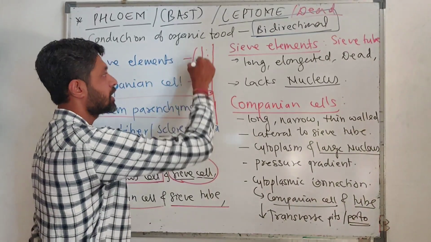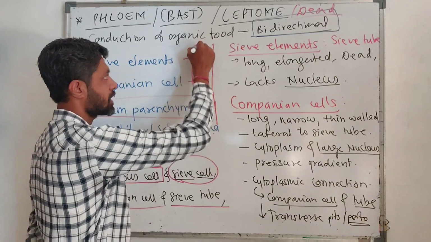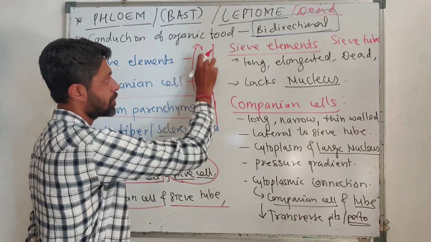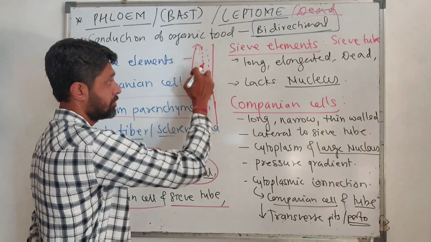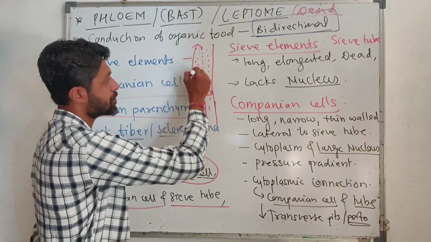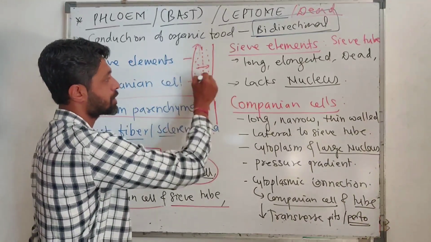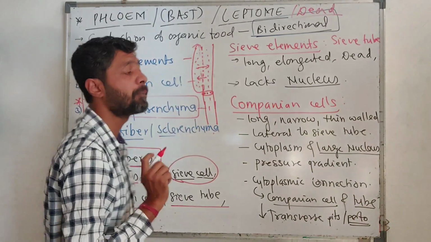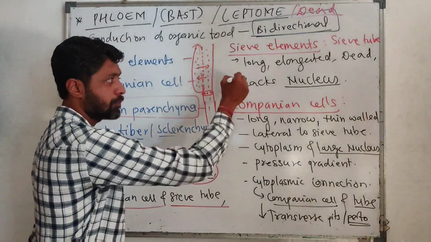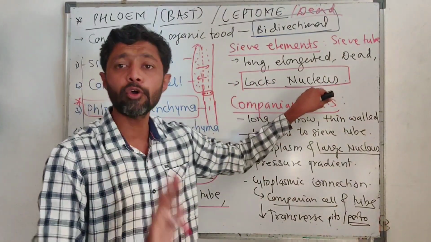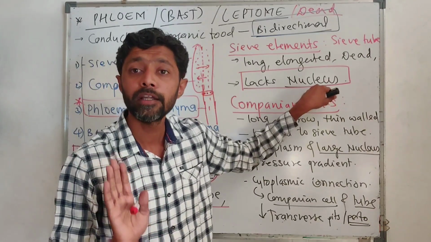On this side there is a presence of companion cell, we'll draw a diagram. Here the transverse wall will have perforation. As this transverse wall has perforation, there is a primary exchange between the sieve tube and companion cell. That's why we call them companions of each other. And the most important thing, your sieve elements or sieve tubes lack a nucleus. They don't have a nucleus.